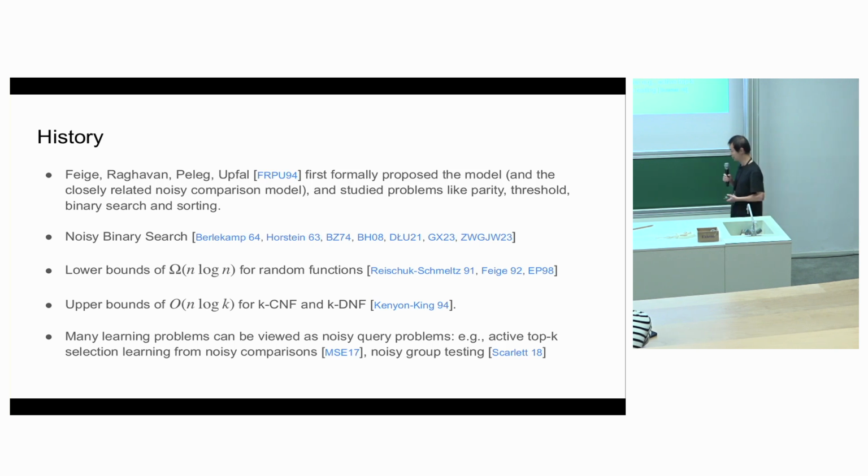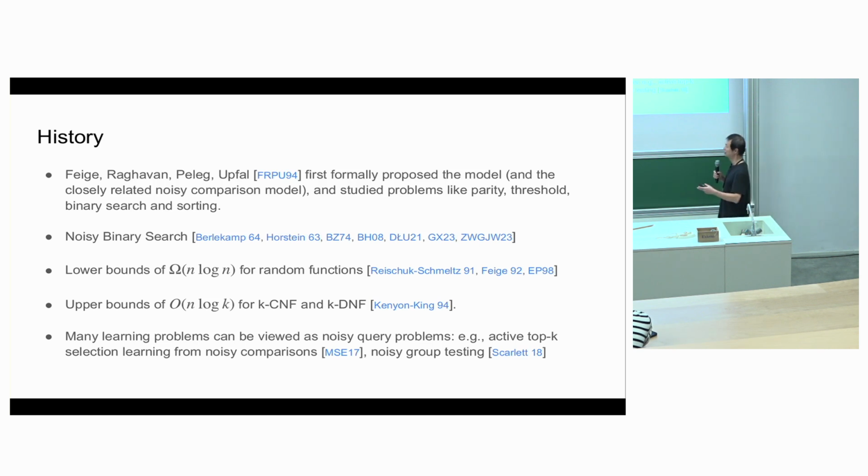This model actually has a long history. It was first formally defined in a paper by Feige and his co-authors. They first formally proposed this noisy query model, and then studied several problems in it, including the noisy query complexities of parity, threshold functions, binary search, and sorting. In particular, the noisy binary search problem was studied even before this work, first by Rényi in 1964, and then there are a bunch of follow-up works.